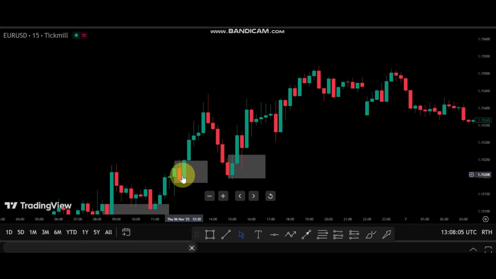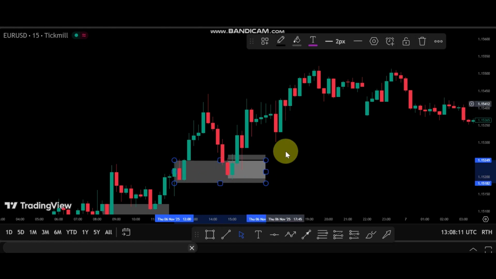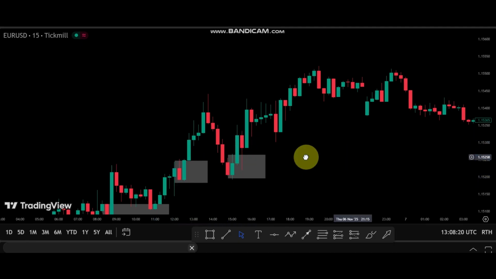see this red candle before this green candle is our order block, and if you draw it, as you can see, price later comes to test it before going upward. And in this place too, this red candle is also our order block. As you can see, price goes to test it.